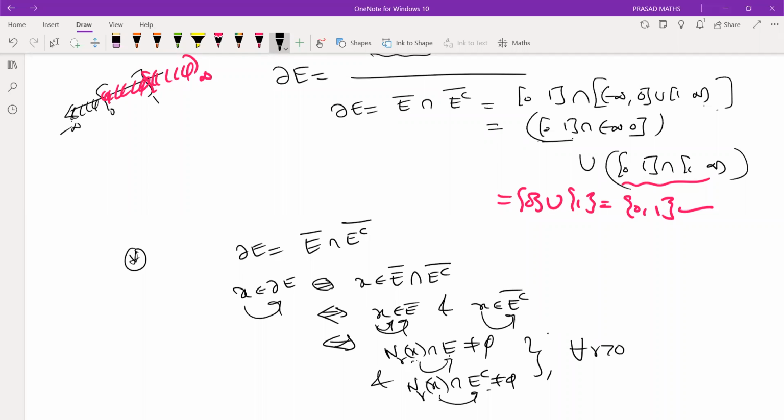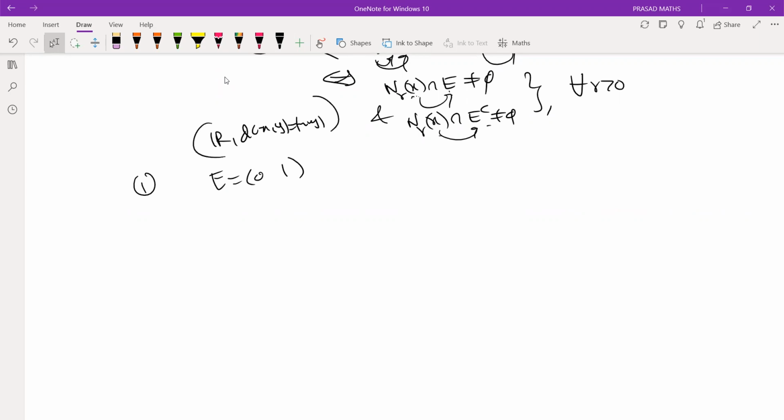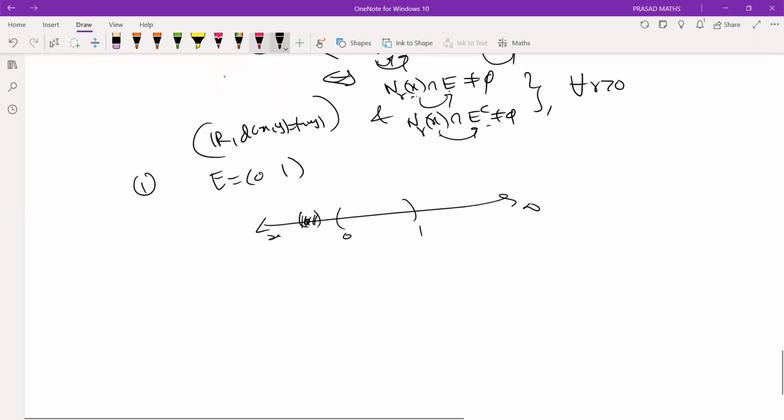That means any neighborhood that you take. Suppose, for this example, look at the same example, E equals (0, 1] in R with respect to the usual topology. Is it a boundary point? No, because I can find some neighborhood which intersects the complement. This is my complement actually. This region is the complement of the set, including 1 also.